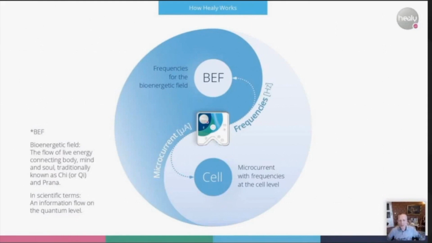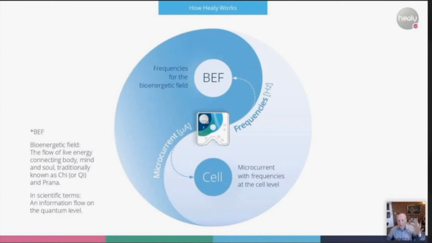Whereas the higher frequencies aim at the bioelectrical field, the bioenergetic field, and they are designed to harmonize the bioenergetic field. But the bioenergetic field is active in the environment of the cell, and the cell is active within the environment of the bioenergetic field. So the fields are within the body, and the body is within the fields.